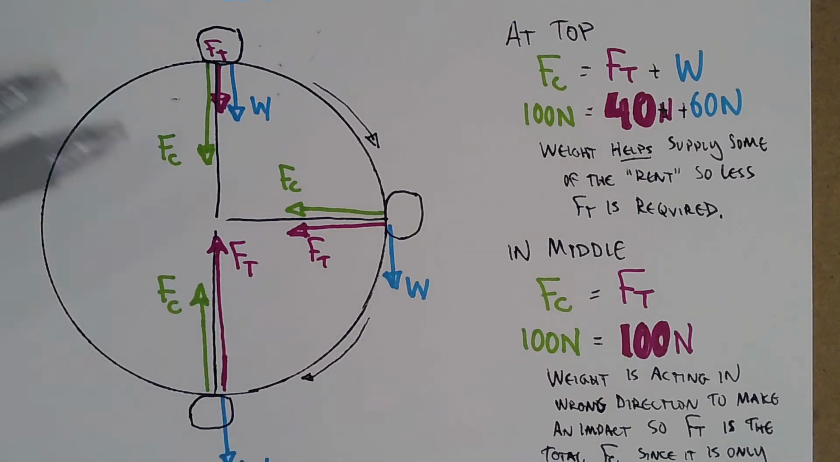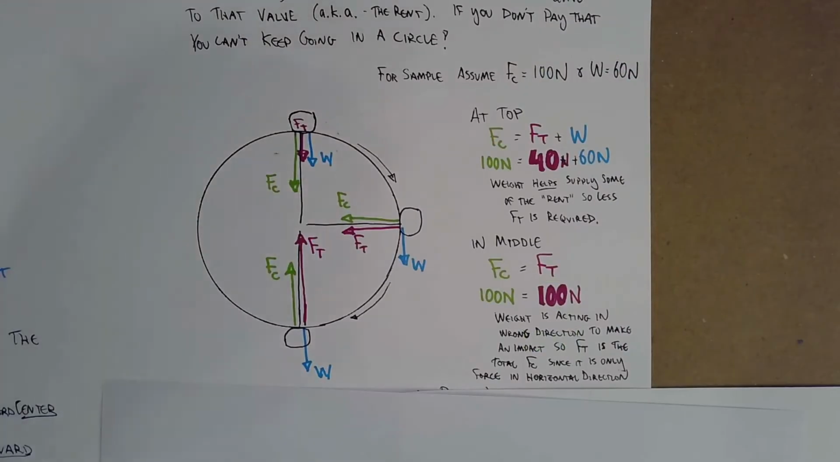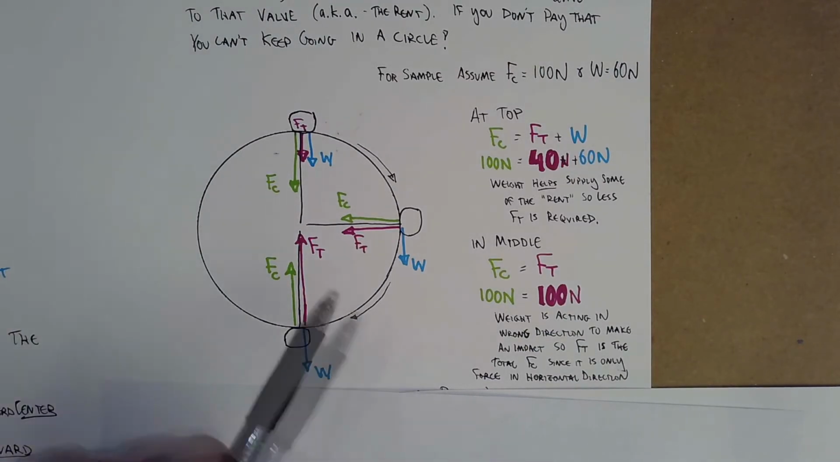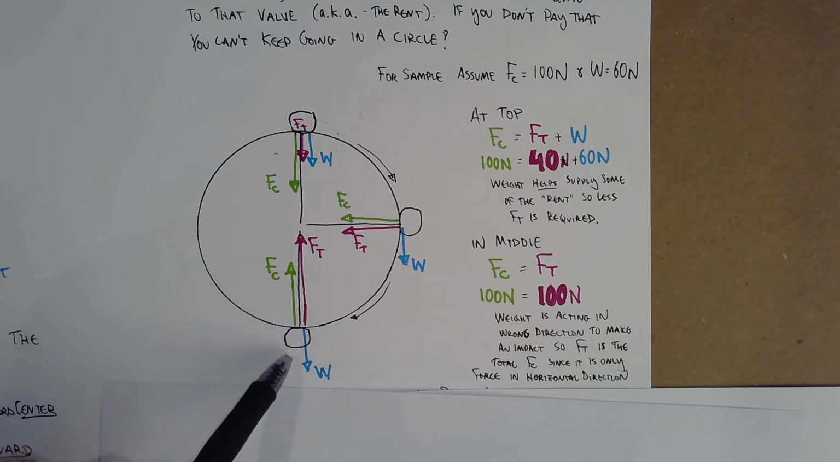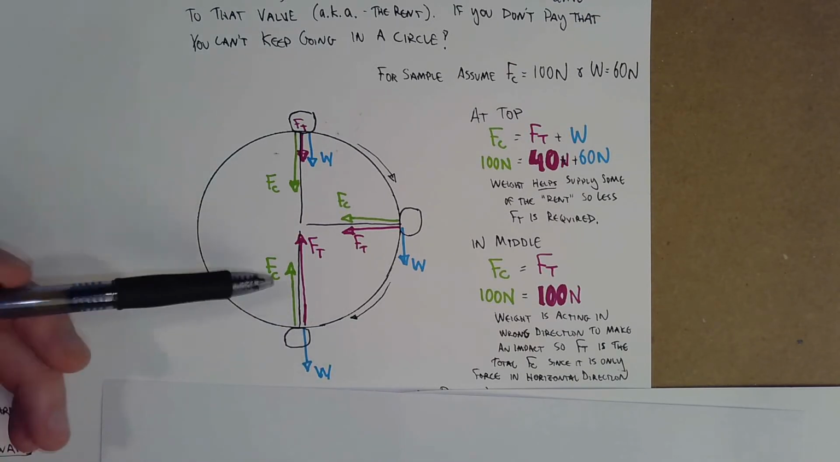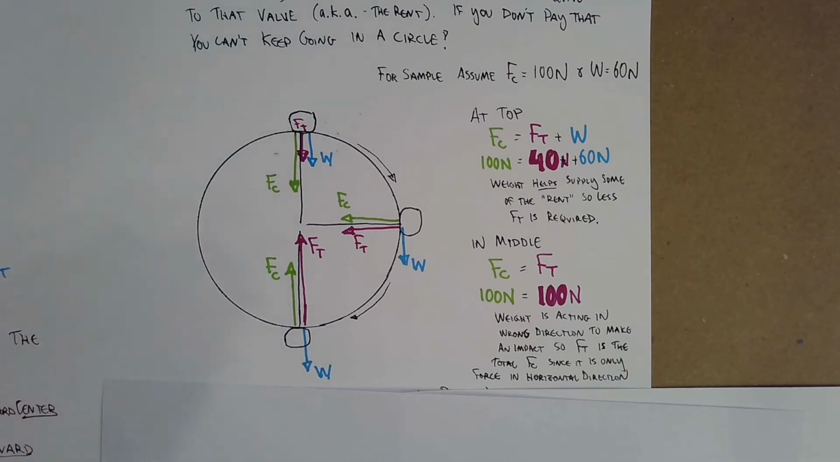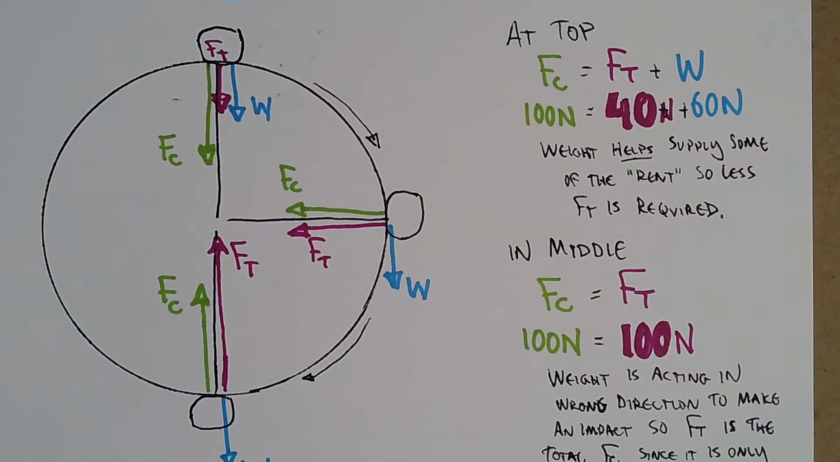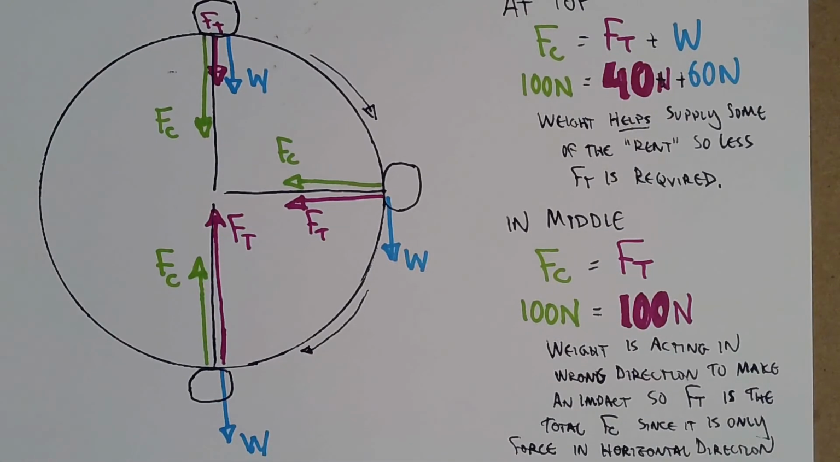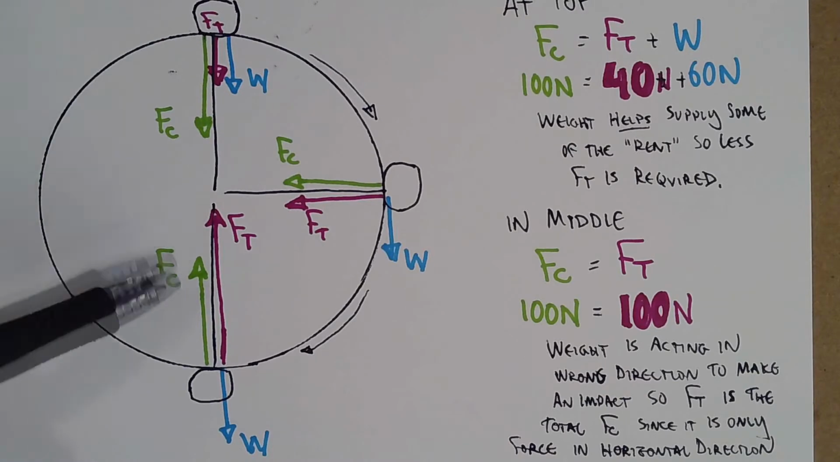The argument here is that since weight is not contributing to your circular path, you have to provide all the force yourself with the rope. And then finally at the bottom, the amount of force you have to pay, I'm going to zoom in a little bit again, but we'll zoom out again in a second. You still have to pay 100 newtons.